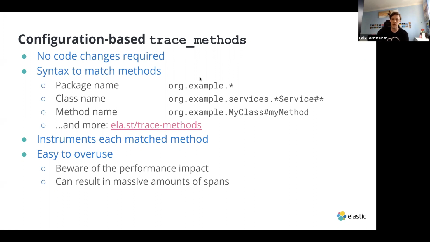For example, if you have a method that only takes around a couple of nanoseconds on its own, and it's executed lots of times within a single request, you can get a massive overhead by instrumenting that method. And especially when you match a whole package, there's a good chance that you hit such a method. It can also just result in massive amounts of spans being created.